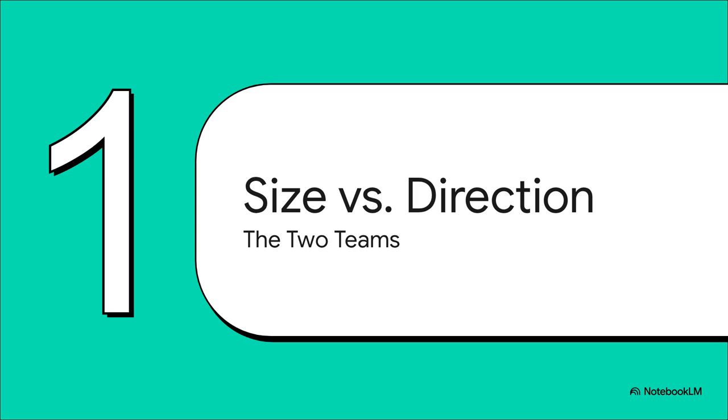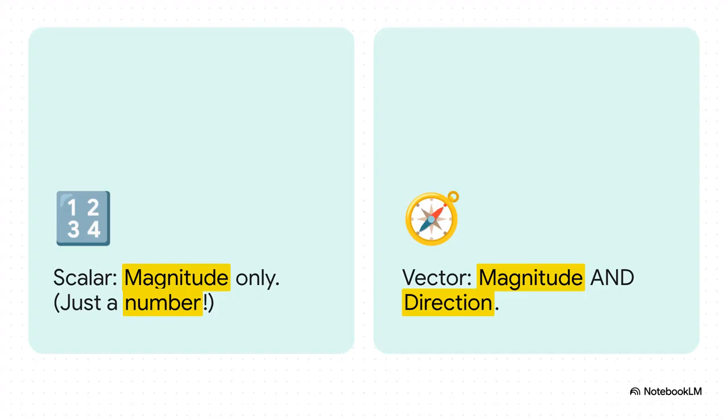You see, the very first thing a physicist does is sort everything out. Every single measurement gets put into one of two teams. Honestly, this is the most fundamental idea in motion, and once you get this, I promise, everything else just clicks into place. So, meet the teams, scalars and vectors. And the difference is actually really simple. A scalar quantity just has magnitude, which is just a fancy word for its size. It's just a number. But a vector has both a magnitude and a direction.